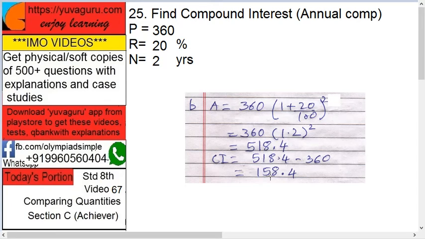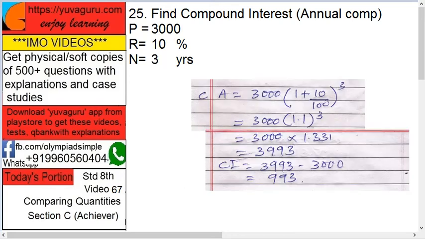So compound interest equals 518.4 minus 360. It becomes 158.4. Next, again the same, compound interest annually. P 3000, R 10, N 3. So 3000 into (1 plus 10 by 100), that is 1.1, the whole cube, raised to N. So 1.1 cube: 11 cube is 1331. Adjust the point, 1.331 into 3000 becomes 3993. So compound interest equals 3993 minus 3000. Here the important part is calculations, the multiplication and the cubes which you have to find. That is difficult, and for that there is no other option than Vedic maths.